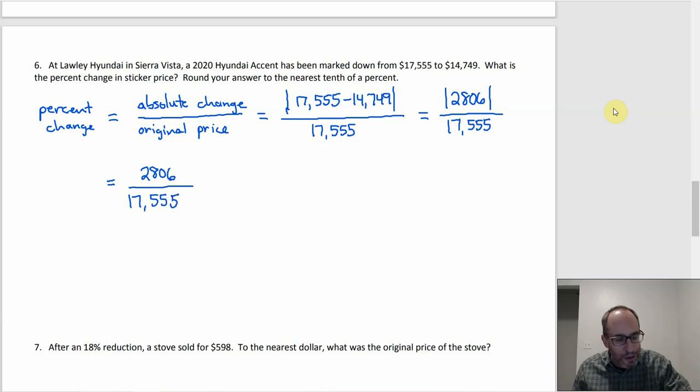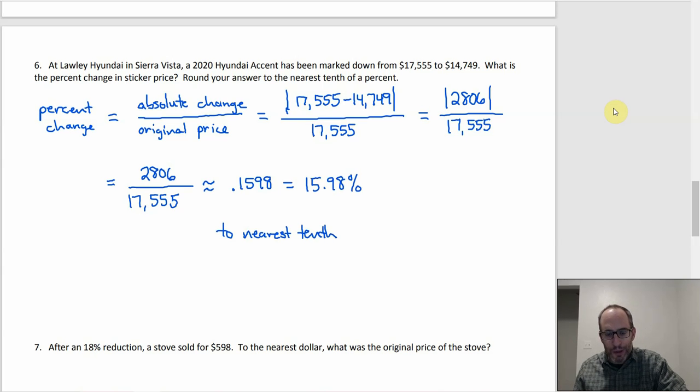You'd end up with 2806 over 17,555, which is 0.1598 roughly. And actually, I can do this better. That shouldn't be a straight up equals. Right, I'm rounding, so I'll do the approximate equal there. But then 0.1598, if you convert that into percent form, is 15.98%. But then to the nearest tenth, we'd have to round up because we got an 8 in the hundredths place. So we'd get 16.0.